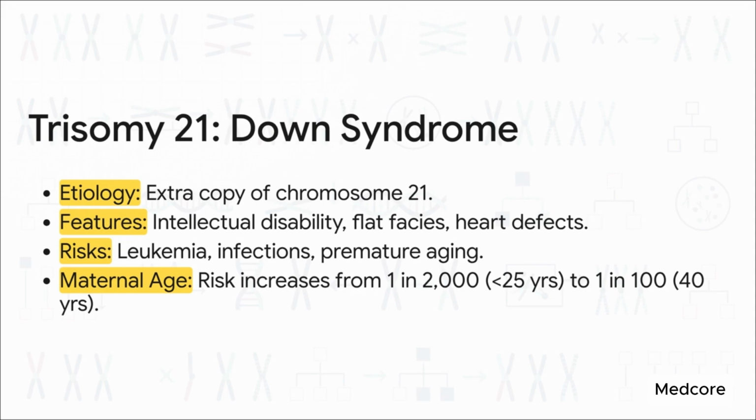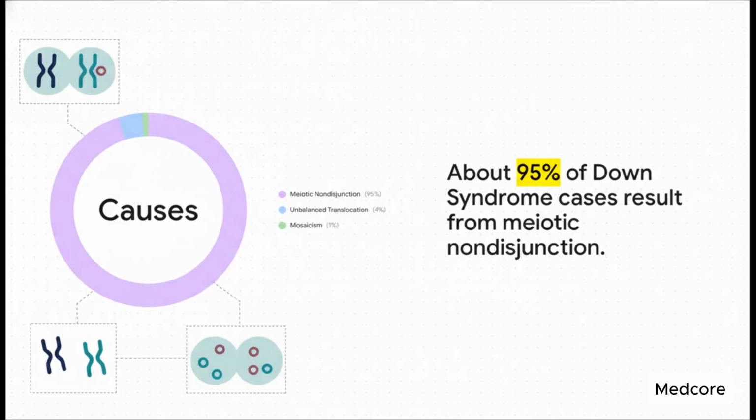Now, here's another super high-yield point. The link to maternal age. The incidence goes way up as the mother gets older. Why? Well, remember that a female's eggs are basically paused in meiosis 1 from the time she's born. The longer those eggs sit there, the greater the chance that something goes wrong with separation when meiosis finally finishes decades later. And it's important to note that while that meiotic non-disjunction we just talked about is the cause in about 95% of cases, it's not the only way it can happen.